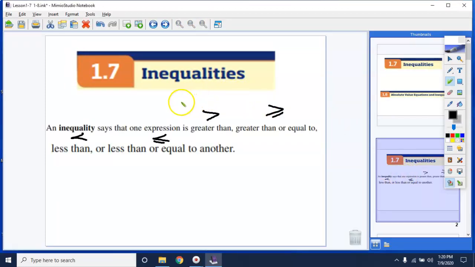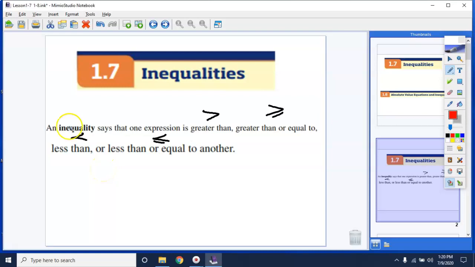Inequality, as you remember, we're going to have expressions like greater than, equal to, less than, and less than or equal to. And I'm going to show you how to solve inequalities. It's not that big a difference, so we're going to do similar things.